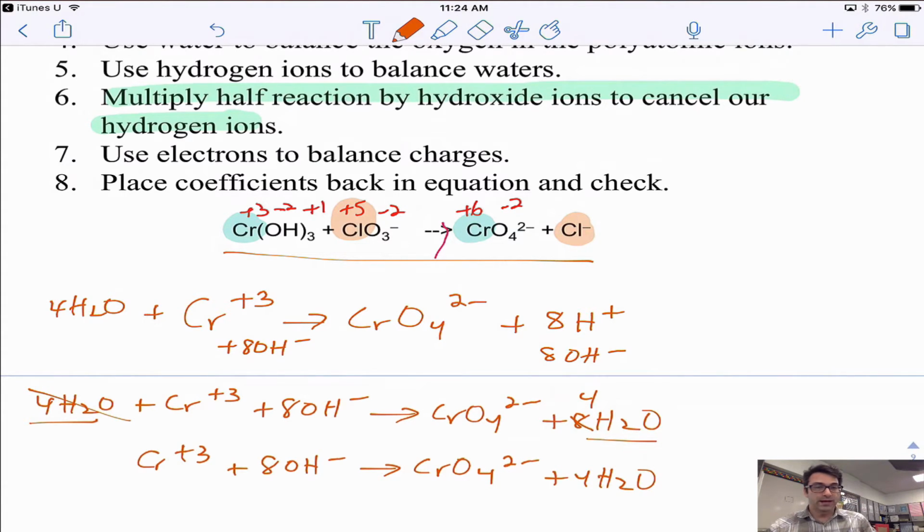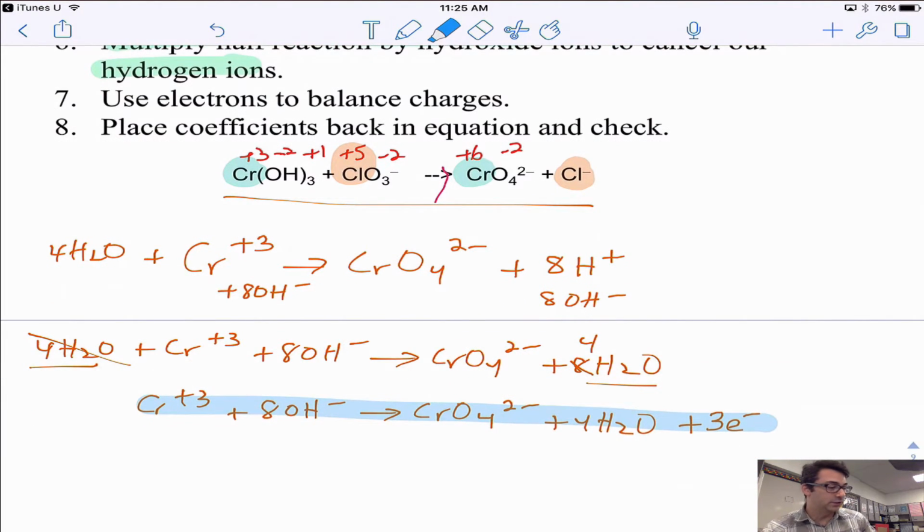Now I need to go through and check the charges. On the left I have plus 3 from the Cr, minus 8, so that's minus 5. And on the right side I have minus 2, so I'm going to add my 5 electrons. Sorry, I'm going to have my minus 5, my minus 2, so I'm going to have my 3 electrons. I was thinking 5, but it's really 3 electrons. So now this is my balanced half reaction for the chromium part. And I have my 3 electrons, I have my 8 OH minuses.